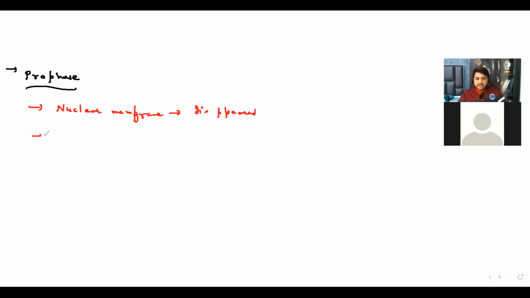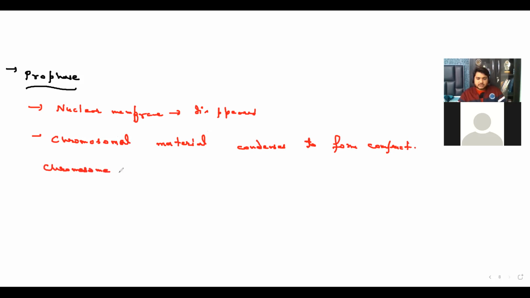is condensing, they are very condensing. Why? Actually they are going to be very small. Okay, so here the chromosome material, all those things which form the chromosome, are going to get condensed so that they can form the chromosome. The chromosomal material condenses to form compact chromosomes. Okay, so DNA, all these things are going to get condensed.